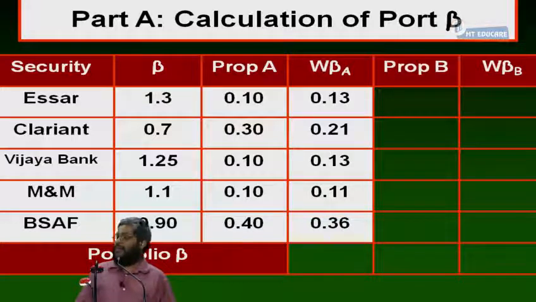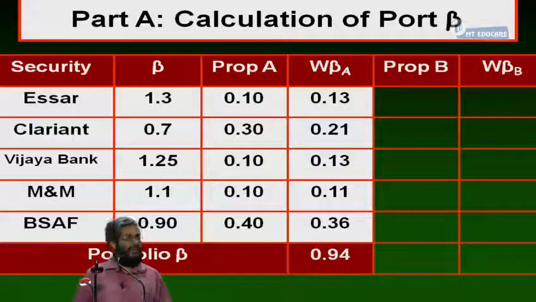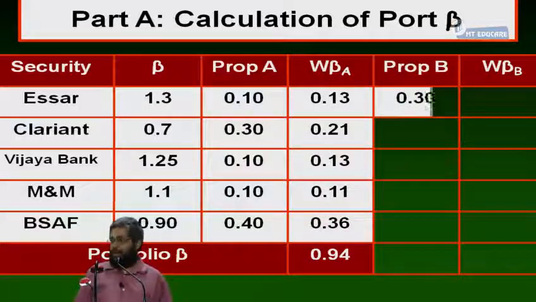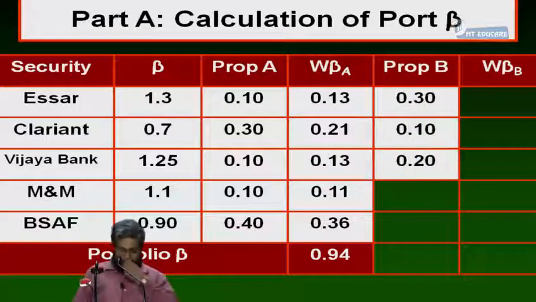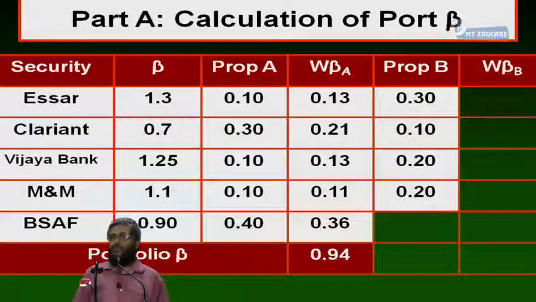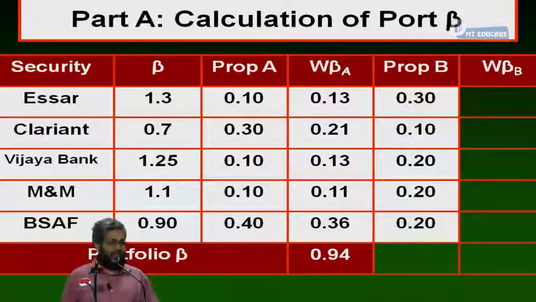The total portfolio beta of A. What is the A portfolio's beta? 0.94. Portfolio A beta is 0.94. Can I proceed? Proportion of B. What is B's proportion? 0.30, 0.10, 0.20, 0.20 and 0.20. Shall I proceed or not?